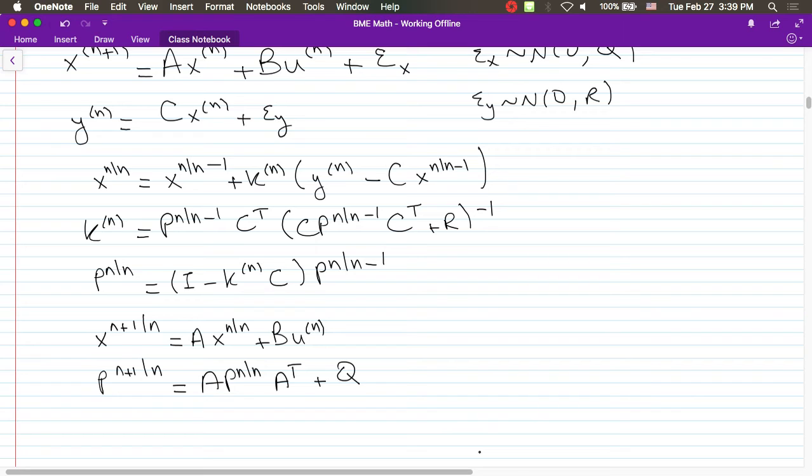Why doesn't it depend on the variance of U input? Variance of U? Because in this case, we're assuming U is not a random variable. U is imposed. So we will insert noise in U next, and we'll see how that changes things.